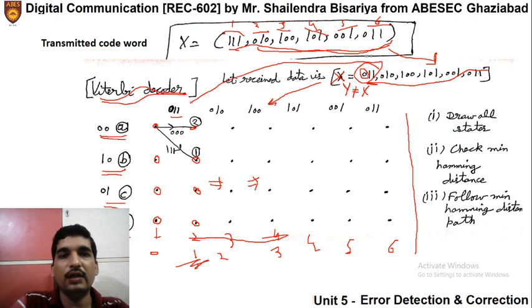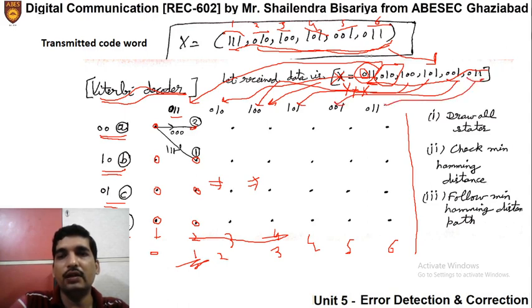So I have written it here. In the second step we will receive code word 010. For the third case it is 100. Fourth case you will receive 101. Fifth case it is 001. In the fifth case it is 011. So I have written them here.